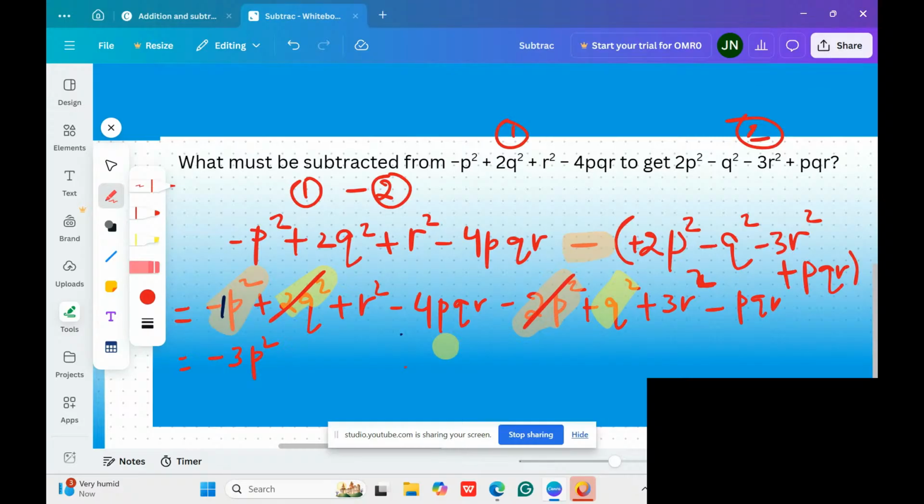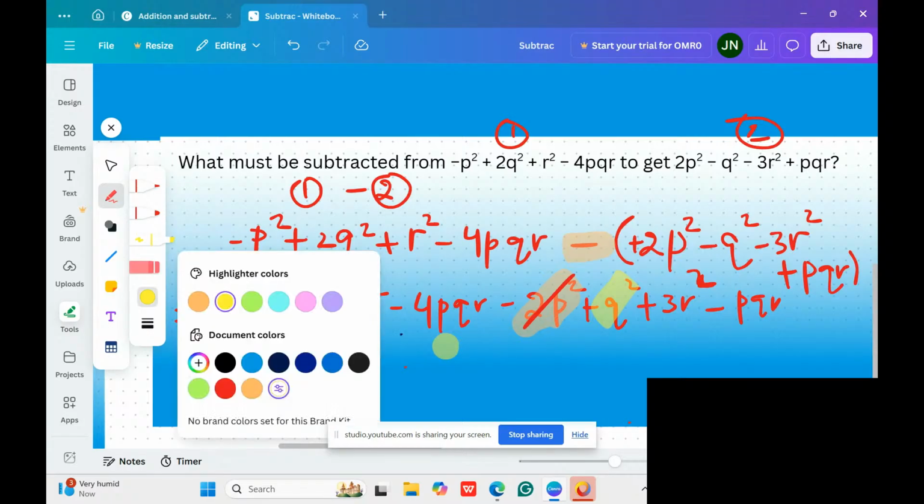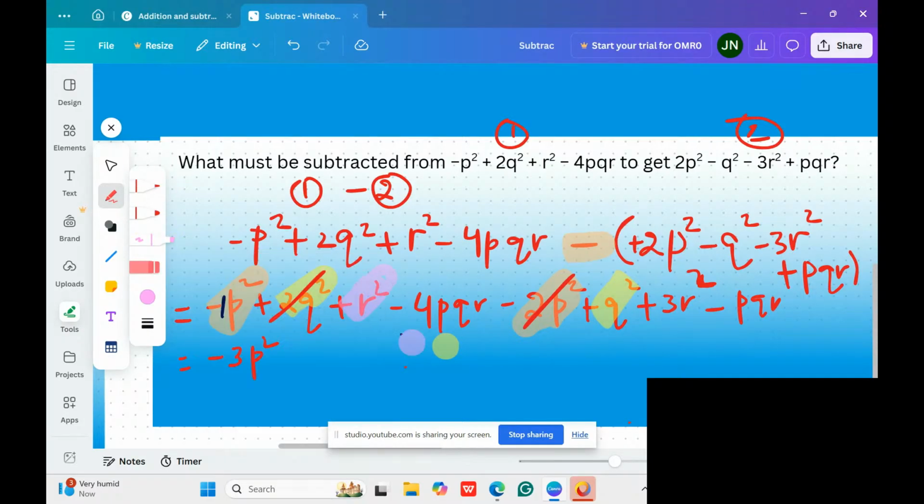Next is r square. As you can see, r squares are here, plus r square and plus 3r squares. How many r squares will we get? 4r squares. And then last is negative 4 and negative 1 will make negative 5 pqr, and we are done. How are you feeling? Feeling good after solving it?